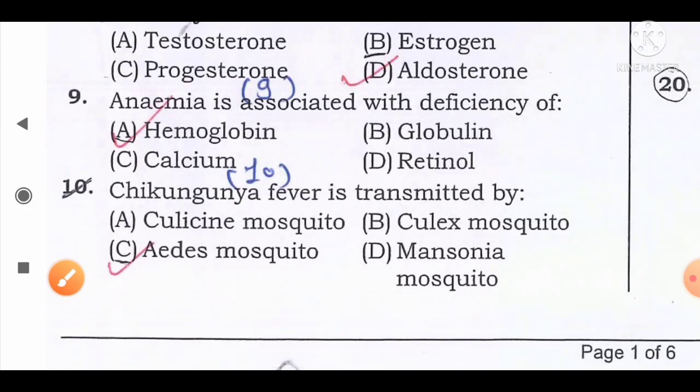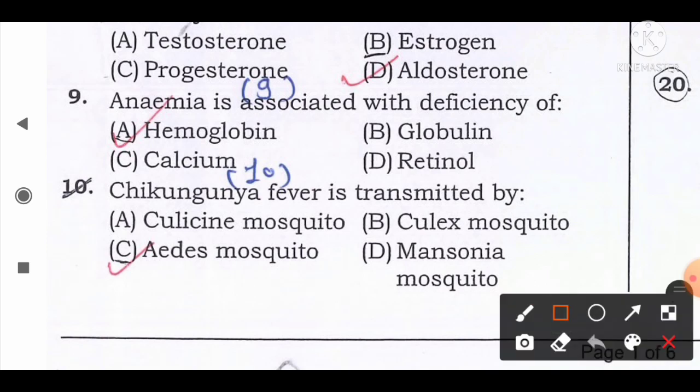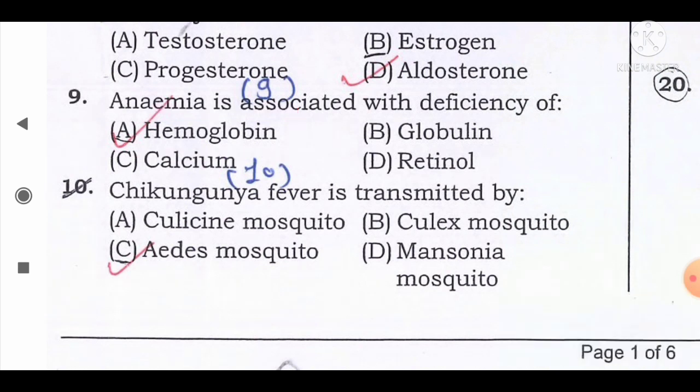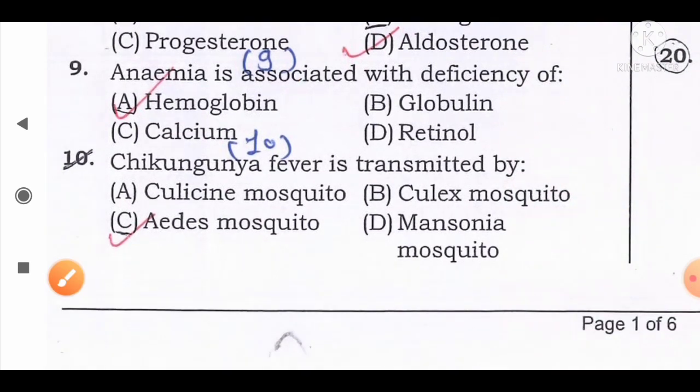Move to the next question, number 9. Anemia is associated with deficiency of A, hemoglobin, B, globulin, C, calcium, D, rhenitol. And the correct answer for this question is, it is associated with deficiency of hemoglobin. So option A, hemoglobin, is the correct answer for this question.